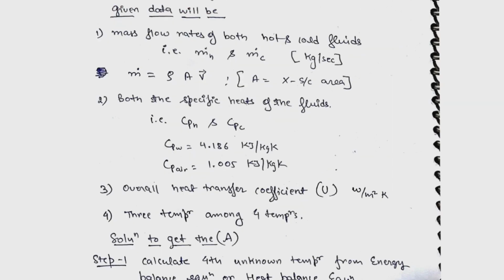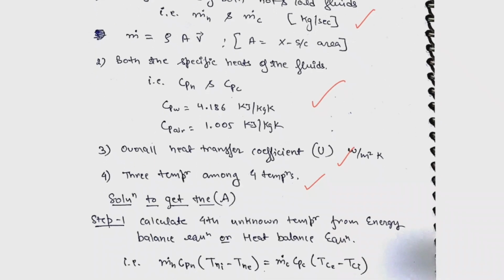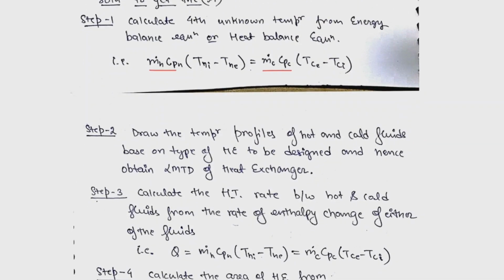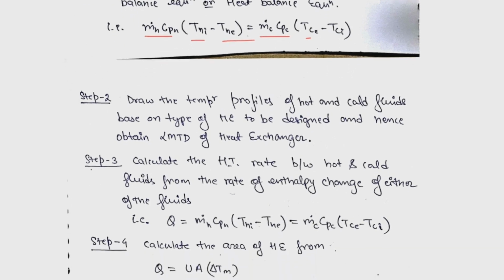Let us see this question in a problematic manner. There will be some data given. That data can be the mass flow rate of both hot fluid and cold fluid, and specific heats, and the overall heat transfer coefficient, and three among the four temperatures will be given, and we will be asked to find the area of the heat exchanger. Since both the heat capacities are known to us and three among the four temperatures are known, we can find that fourth temperature very easily by applying the heat balance equation.